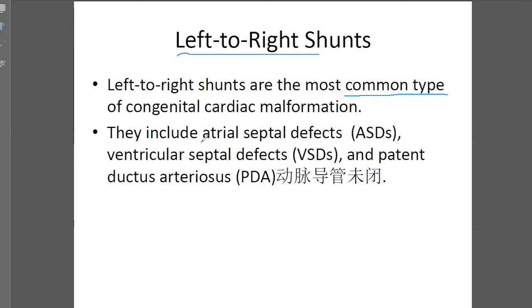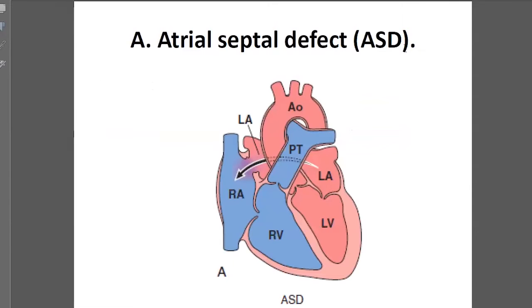They may have an atrial separation disorder, and they may have a ventricle separation disorder. And they also have a patent ductus arteriosus, the artery not closed there. Let's talk about the different types one by one. The first one we talk about is the atrial septal defect.